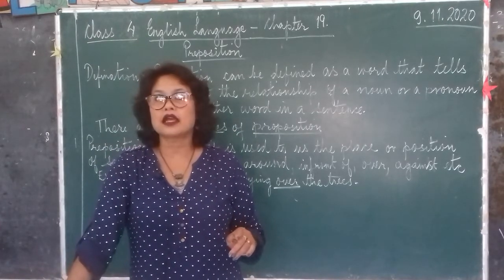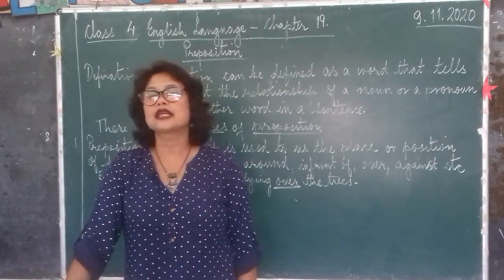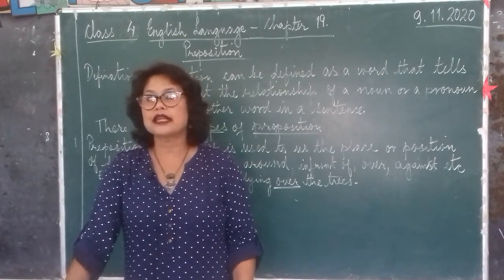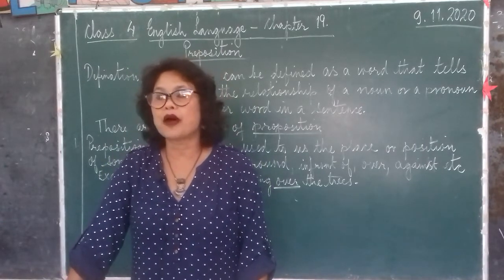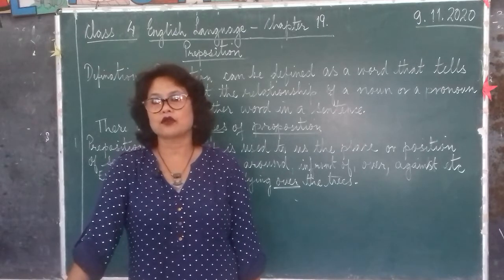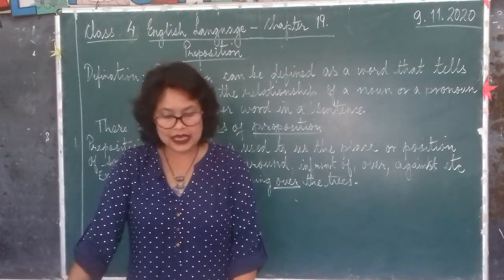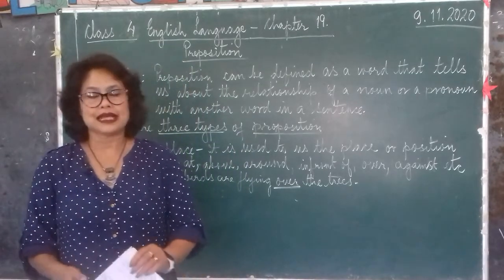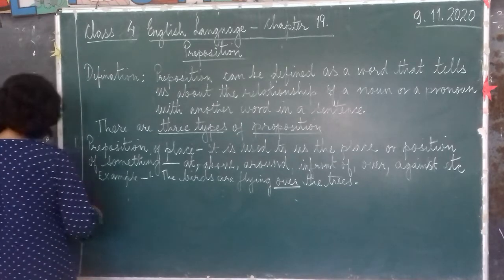There is a park in front of my house. In front of your house, there is a park. You cannot say there is a park inside my house. A park can never be inside your house. The park is in front of your house. So that is the preposition of place. Now the second one is preposition of time.